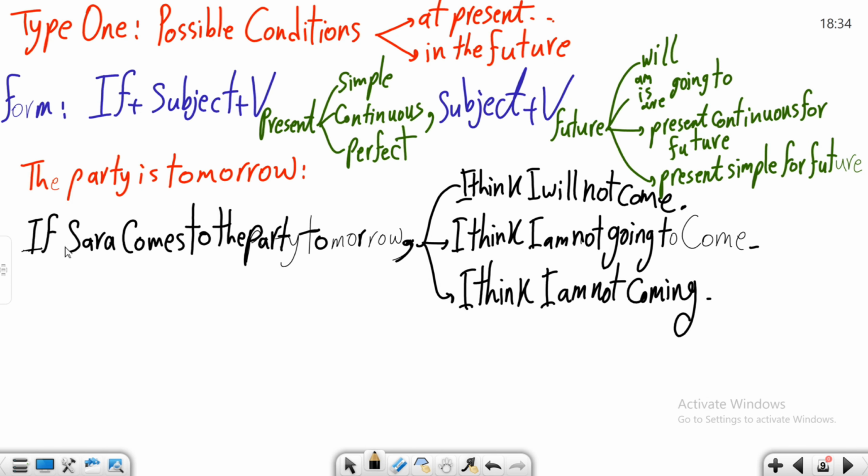I would like to compare it with the example in type 1. In type 1, we said it is possible. So the party is tomorrow and Sarah can come. There is a possibility that Sarah can come. So I say, if Sarah comes to the party, I will not come, or I'm not going to come. Here, it is possible that Sarah can come.